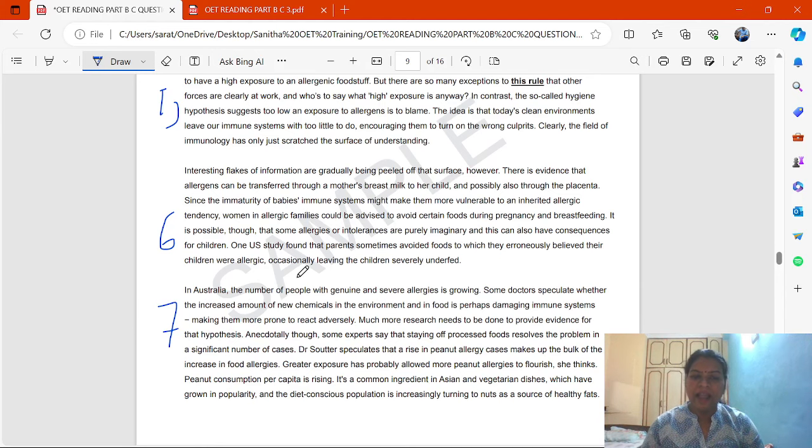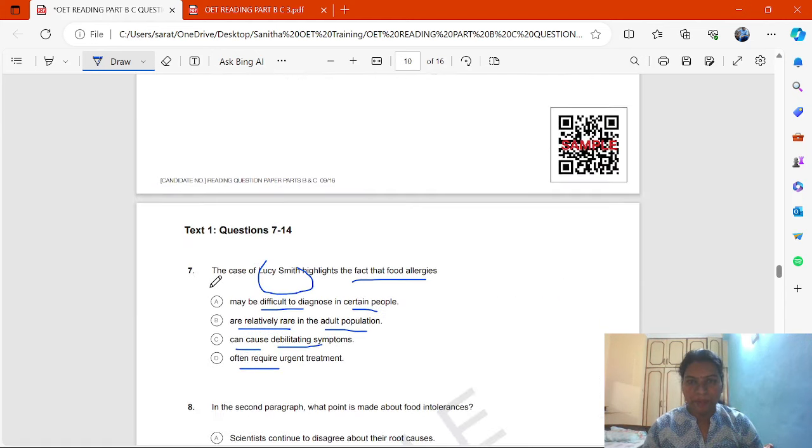After that, you have to come to the question, read the question and underline the keywords. In the case of Lucy Smith, it highlights the fact that food allergies: first option, may be difficult to diagnose in certain people. Second, are relatively rare in the adult population. Third, can cause debilitating symptoms. Four, often require urgent treatment. These are the points. Just underline the keywords.